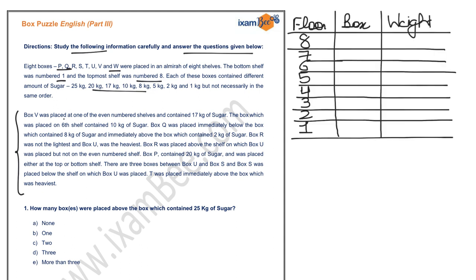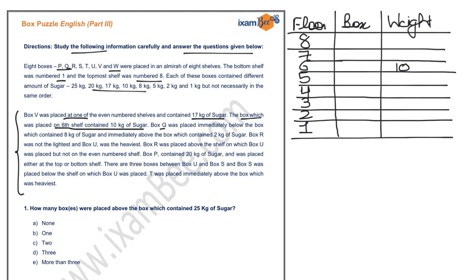Now your box V was placed on one of the even number shelves and contains 17 kg of sugar. So you can make a mental note that your box V is placed on an even number shelf, either 2, 4, 6 or 8, and it contains 17 kg of sugar. You can write it somewhere, because based on this information I cannot fix the place of V. Now the box which was placed on the 6th shelf contained 10 kg of sugar. So now this is the concrete information. I'm writing 10 over here, that is at the 6th shelf.